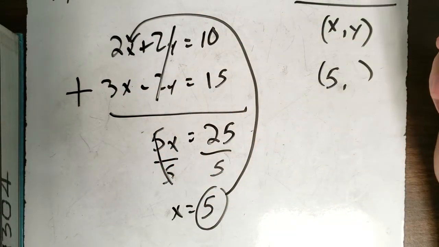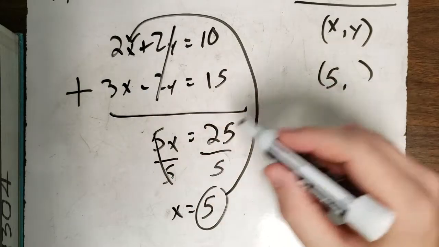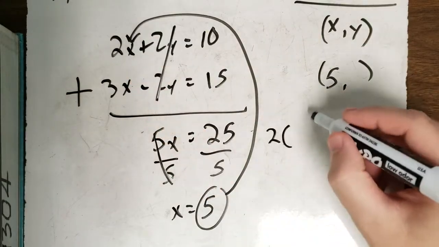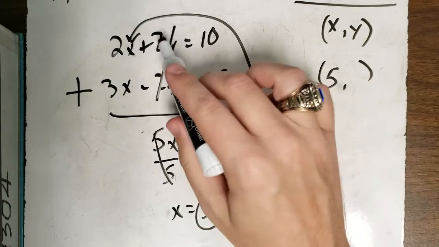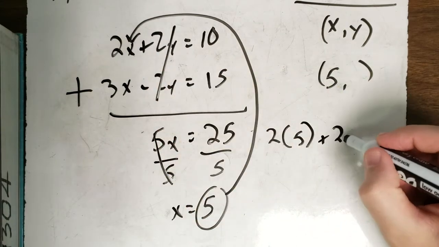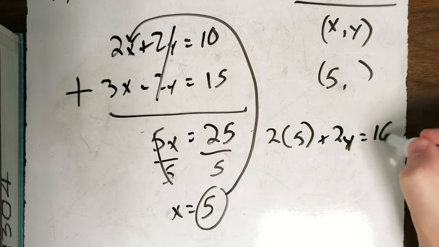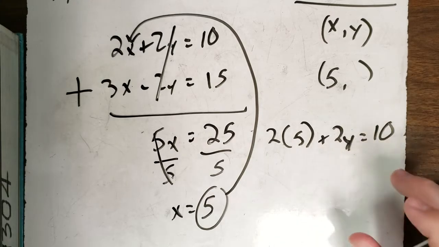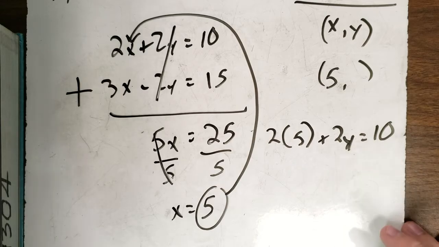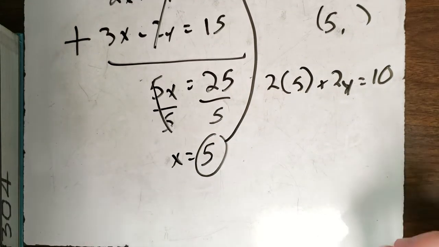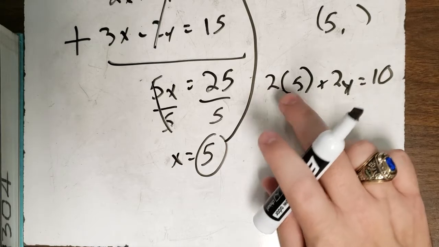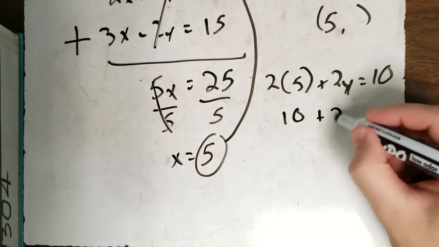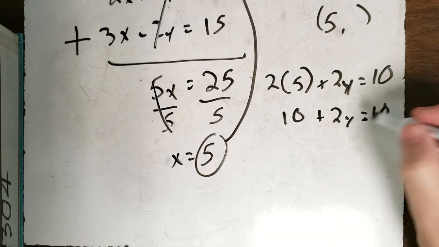We rewrite this top equation, but with our 5 in place of x. So instead of x, we write 5, and then the rest of the problem, plus 2y equals 10. So now we have our new problem: 2 times 5 plus 2y equals 10, to solve for y. What do we do first? Well, we have this parentheses right here, 2 times 5. Let's do that, and that equals 10. Bring down the rest of the problem.